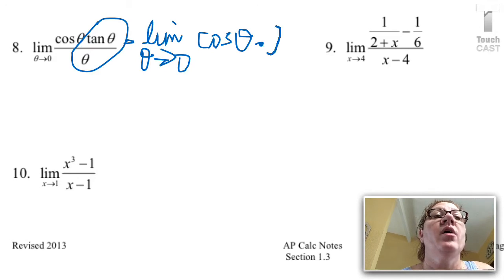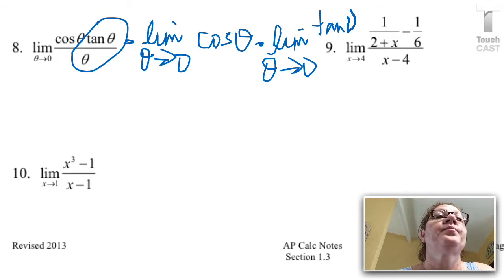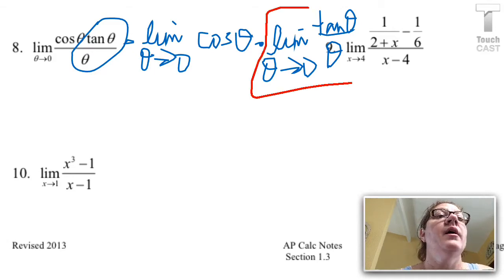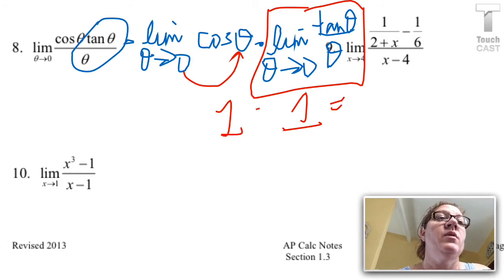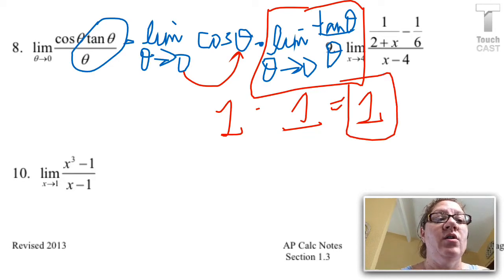And so I have the product, and I can use my product rule. And so now I go, oh my gosh, this right here I know is 1. And when I just try plugging this in, is there nothing illegal about it? Cosine's not undefined anywhere. As a matter of fact, cosine of 0 is 1. And so I get 1 times 1, which is 1. So simple. That is a 1, not a 2.